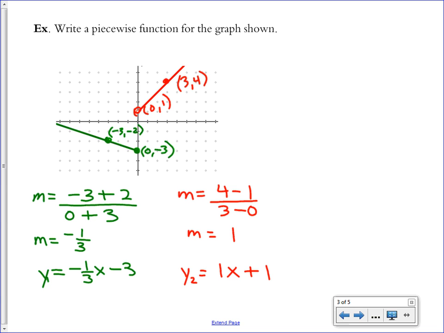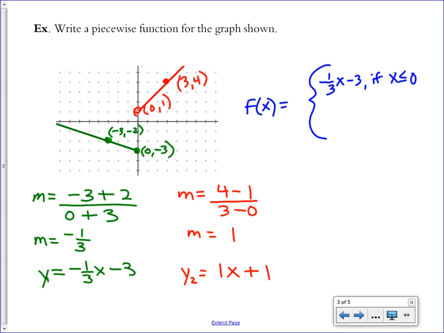And now I'm ready to put this together and write it as a piecewise function. So for a piecewise function, you want to define f of x, put one of these brackets so that you can put both functions in there. The first part of the function is negative 1/3 x minus 3 if x is, and then we've got to figure out what part of the graph is the green function defined for, and it appears to be defined for all values of x starting from 0 and going everywhere to the left. So for all values of x that are less than or equal to 0.